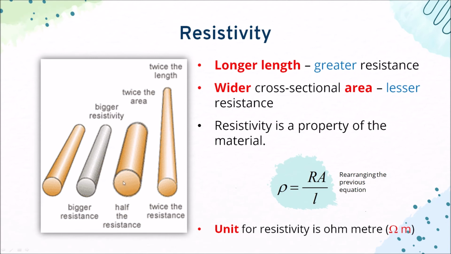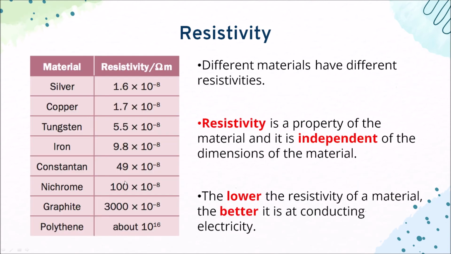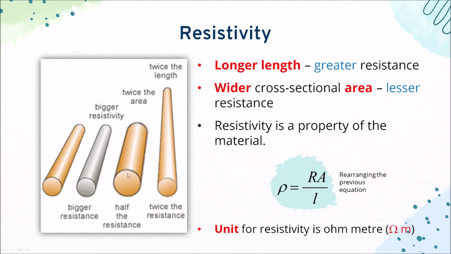So note that cross-sectional area is inversely proportional to the resistance. So bigger cross-sectional area, the resistance actually is lower. You do see that there is a bigger, wider path for the current to flow. And longer length means it needs to travel a longer distance, therefore resistance will be higher.